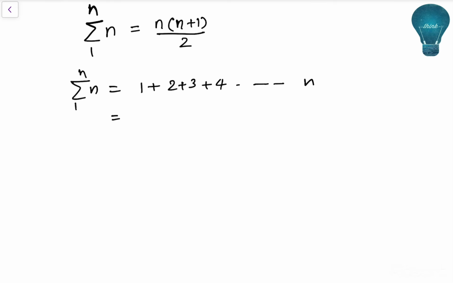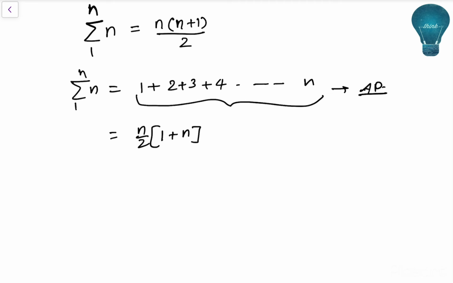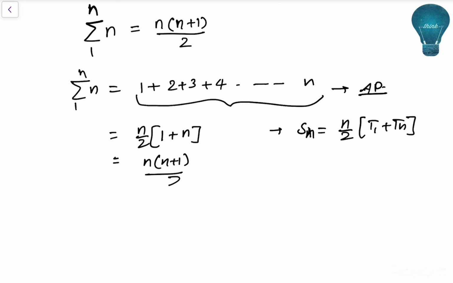If you know the arithmetic progression, the sum of an arithmetic progression, this is an AP. So we can write the formula: Sn is equal to n by 2 times (t1 plus tn). We have one more formula, but here it is very easy to apply. So it becomes n(n+1)/2.